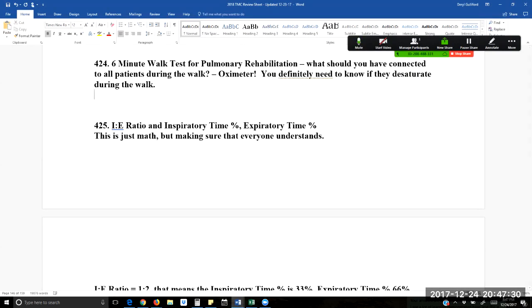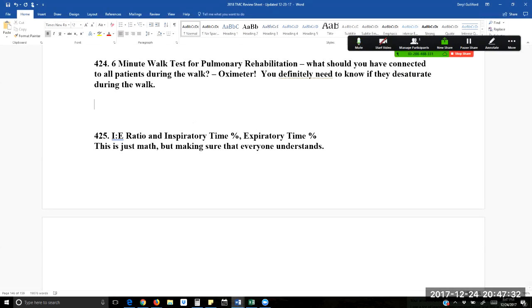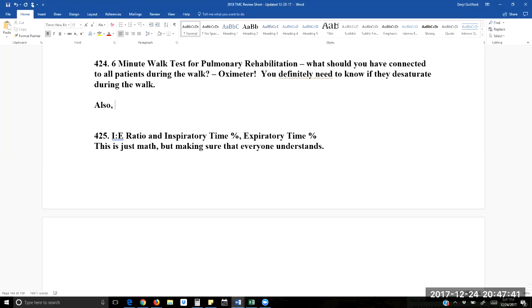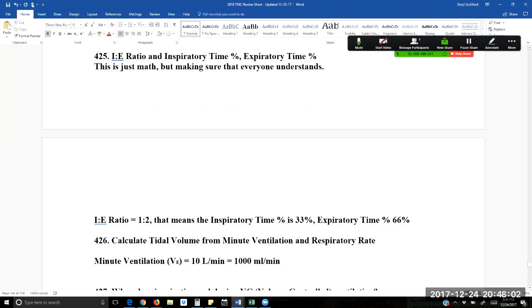How much of an increase in the 6-minute walk test do you need to see that the patient has improved as a result of their pulmonary rehab? Well, it's 15%. A 15% increase in the 6-minute walk test shows improvement from pulmonary rehab. All right, that could show up on the test also.